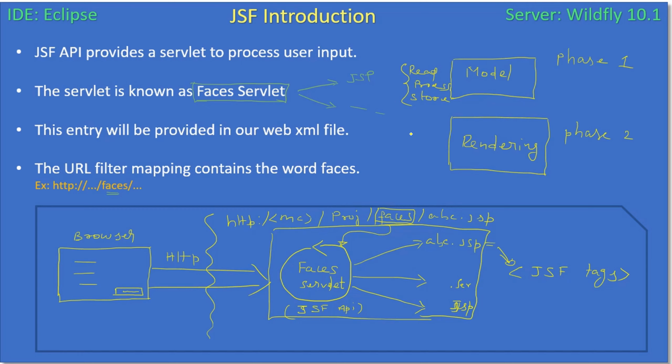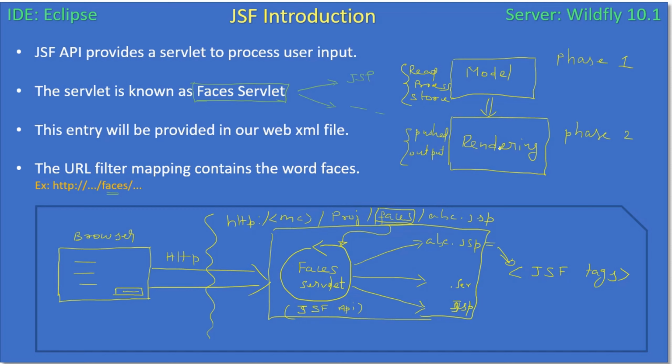Then in the rendering phase, if something needs to be pushed to the browser session, that will be done, or we can do some output operation. That's why there are two phases here. The model phase reads the input, and then the rendering phase provides some output based on this processing.